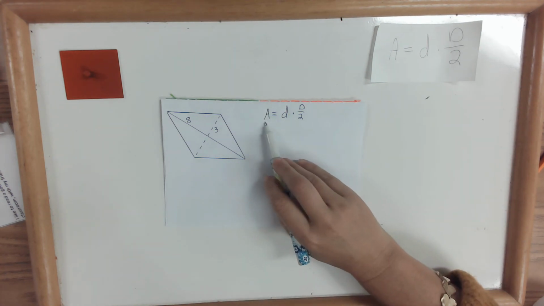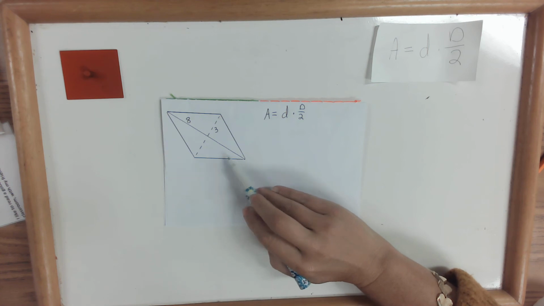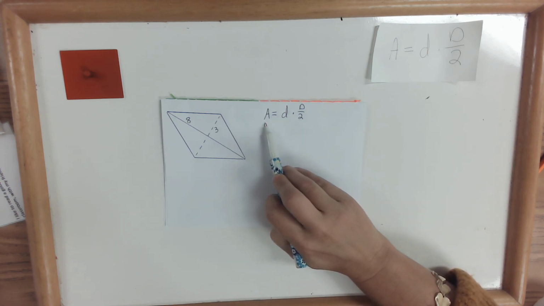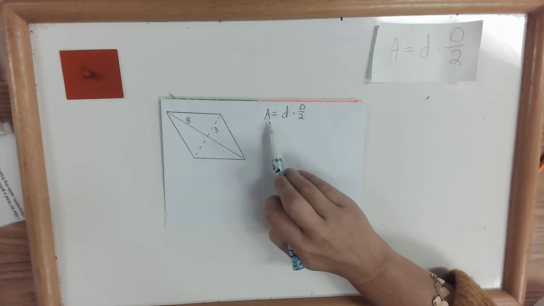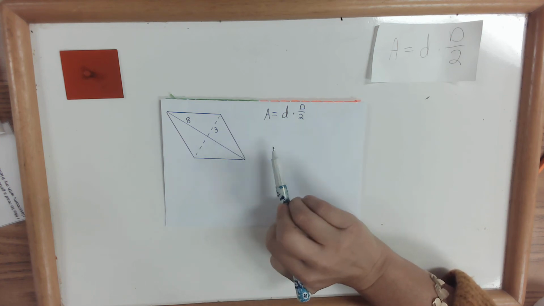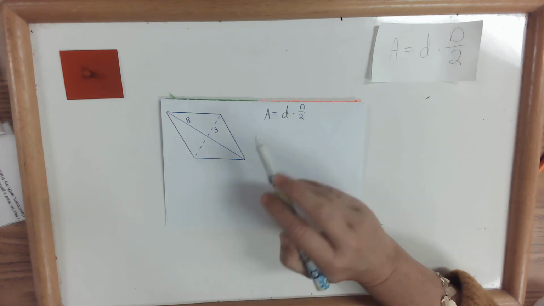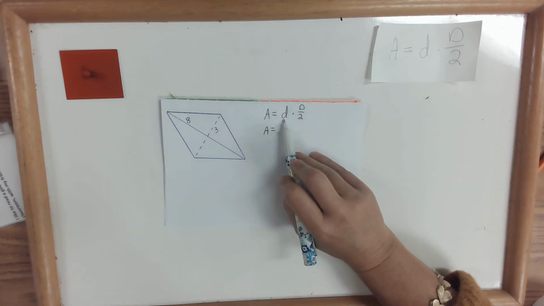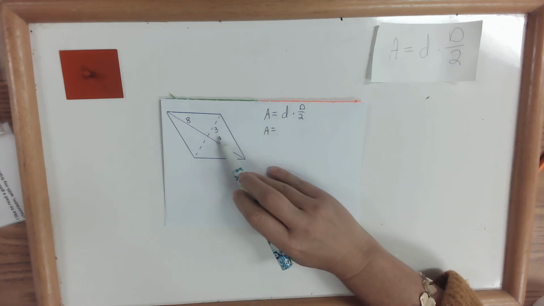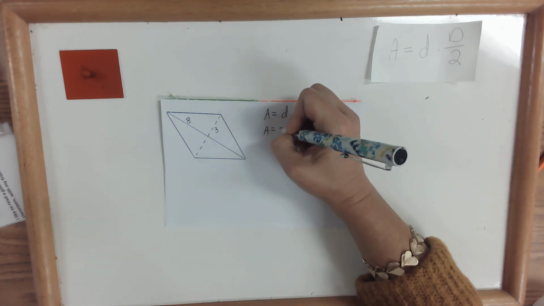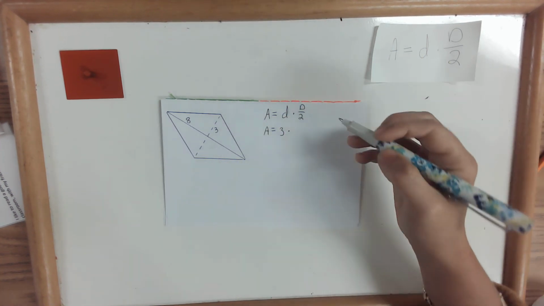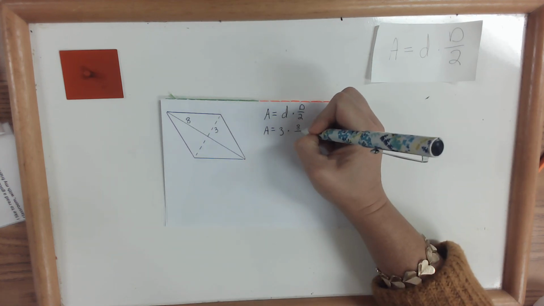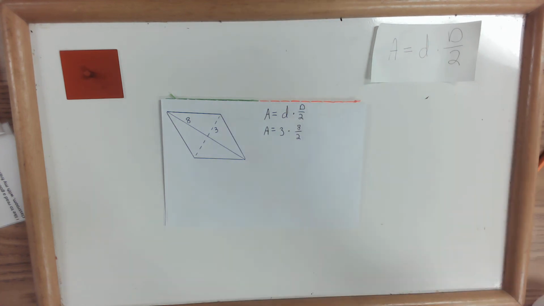Every time you do a new figure, you must rewrite the formula. It's just an easy way to help you memorize the formula and also do it step by step so you can spot mistakes if you make any. So area equals, well, the number for my minor diagonal is 3 times my major diagonal, which is 8, divided by 2.